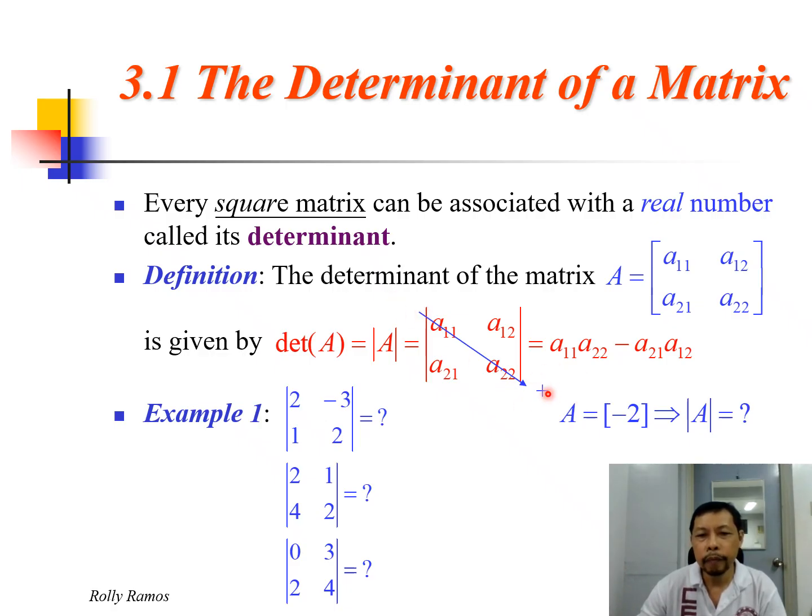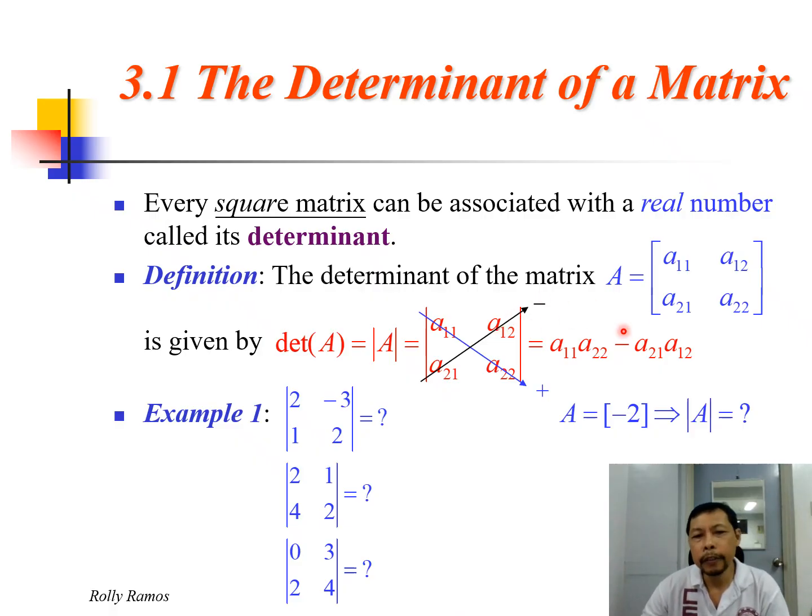Going downwards to the right are positive. And the second term is obtained by multiplying the elements in this other diagonal. Okay, so that is A22 times A12. And going upwards to the right are taken to be negative. So the determinant of a 2 by 2 matrix is simply the sum of the products of its diagonals. So A11 times A22 minus A21 times A12.